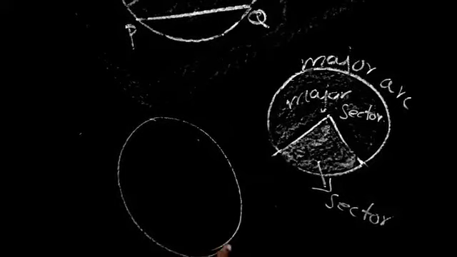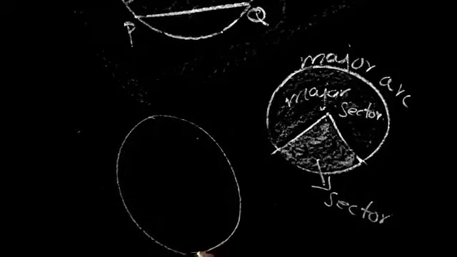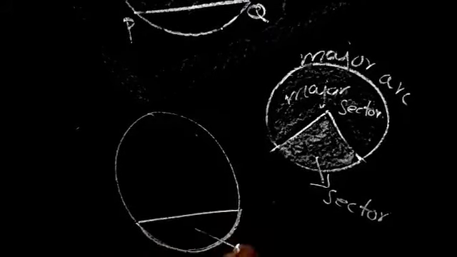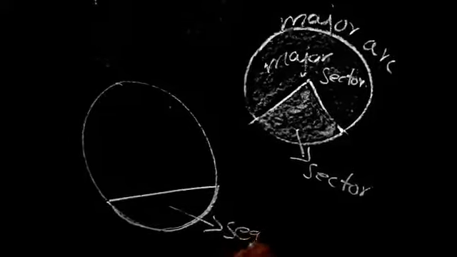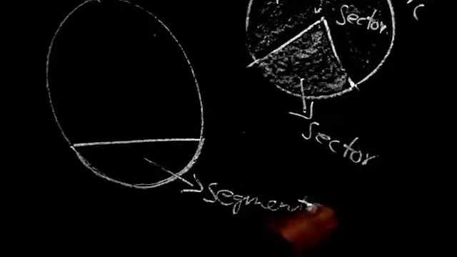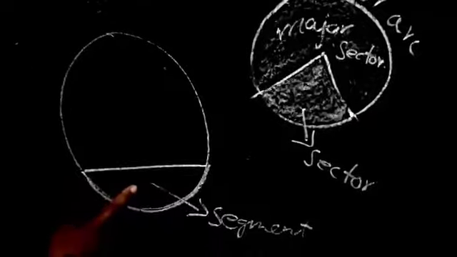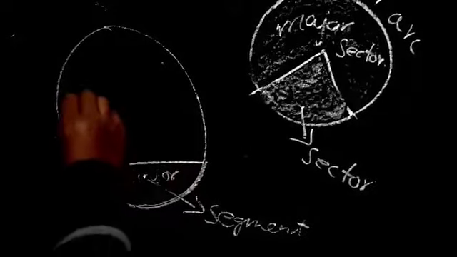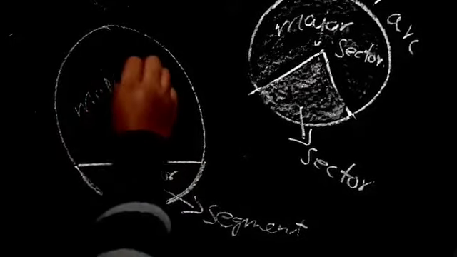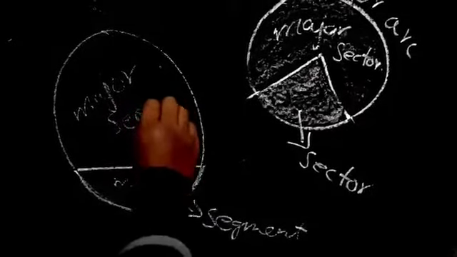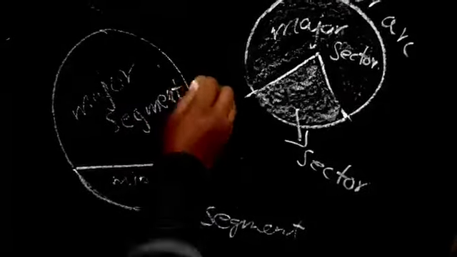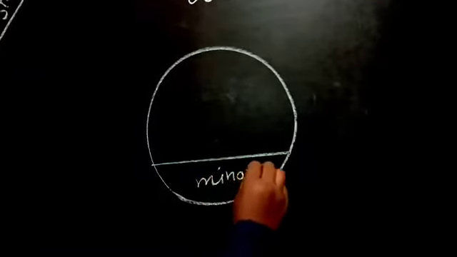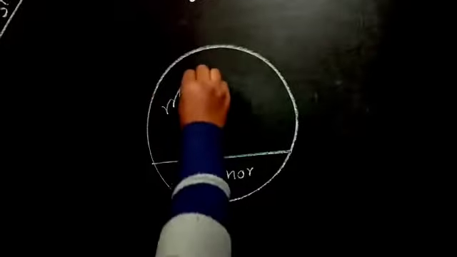And segment. What does a segment mean? Between the chord and arc. This is called a segment. Here we have a small segment, so it is called a minor segment. This is called a major segment. This is called the minor segment. This is the major segment.